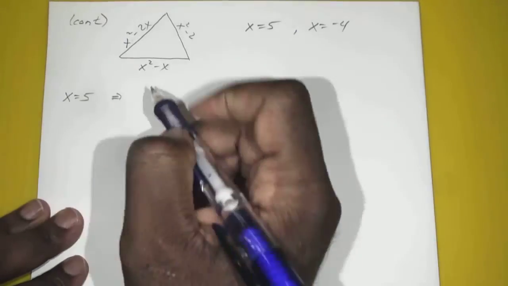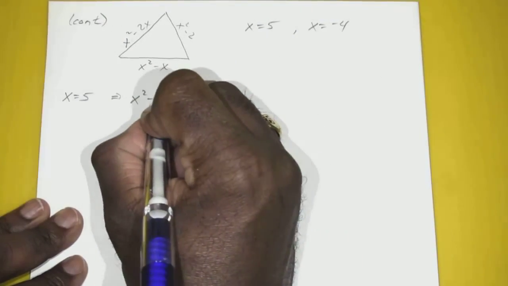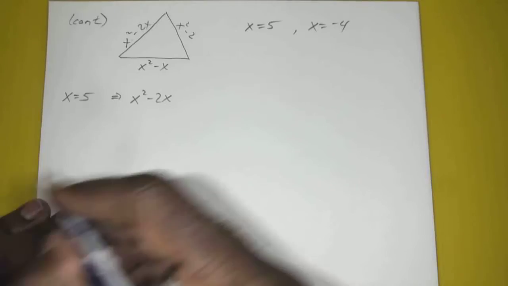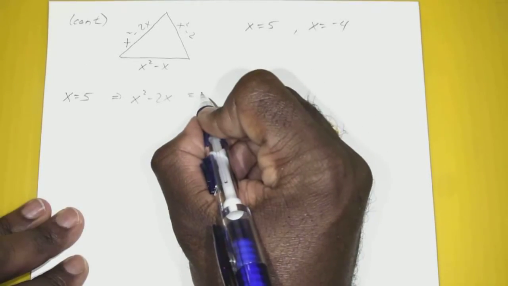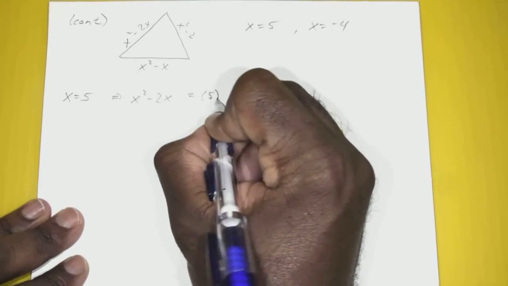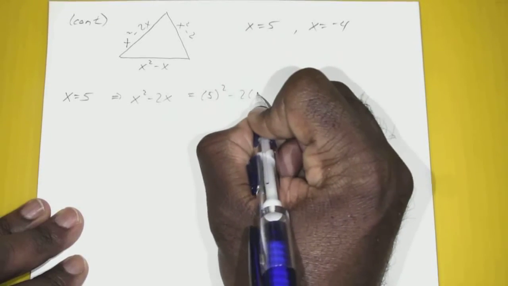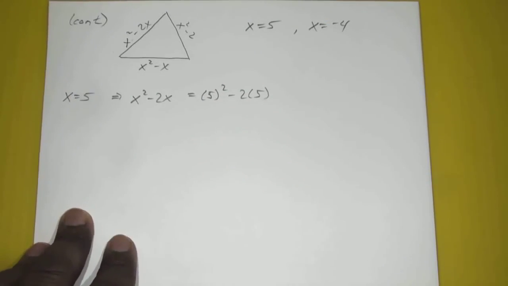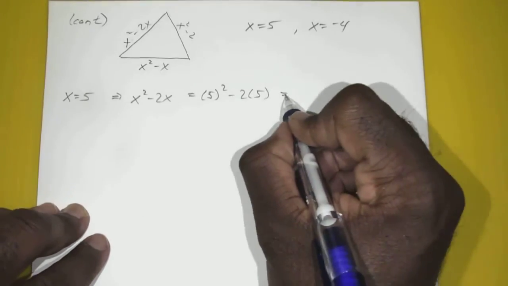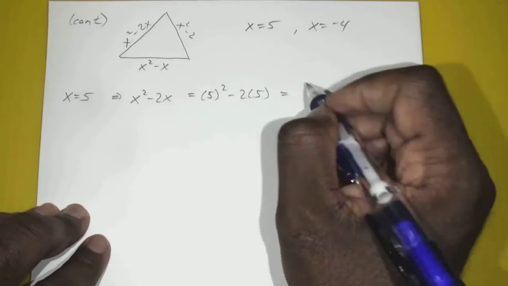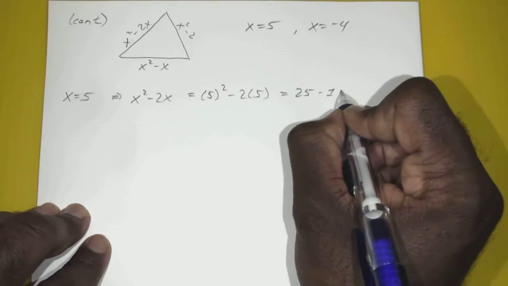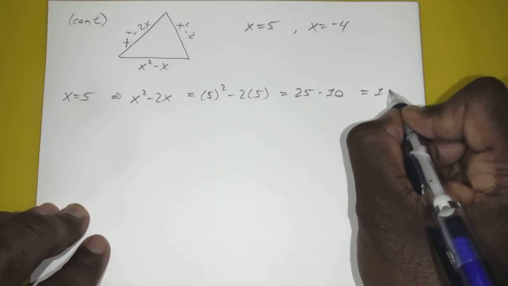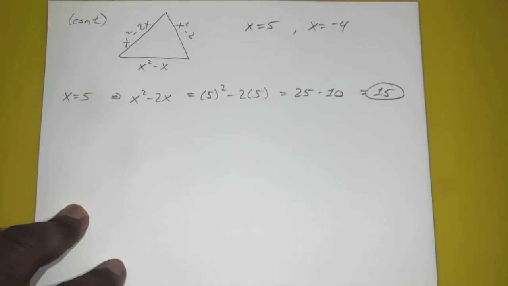Okay, now for this side, our x squared minus 2x, that gives us 5 squared minus 2 times 5. All we do is just plug in the 5. Okay, which is 25 minus 10, which is 15.